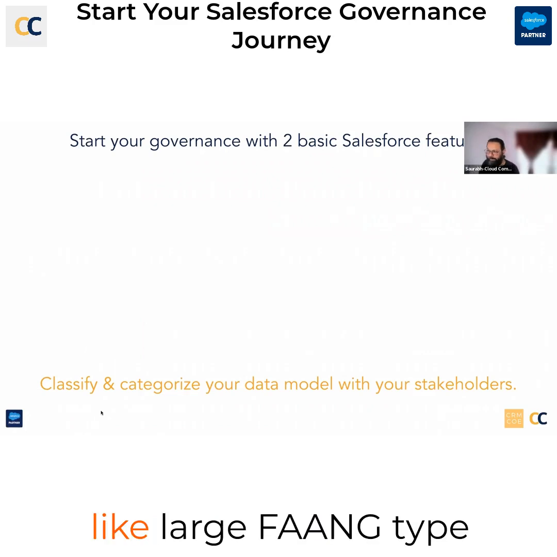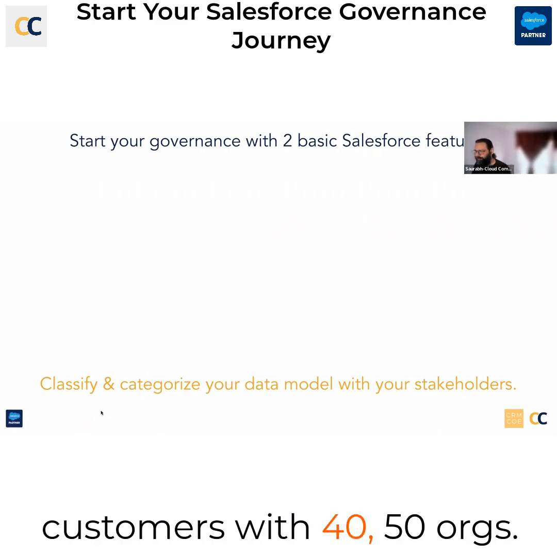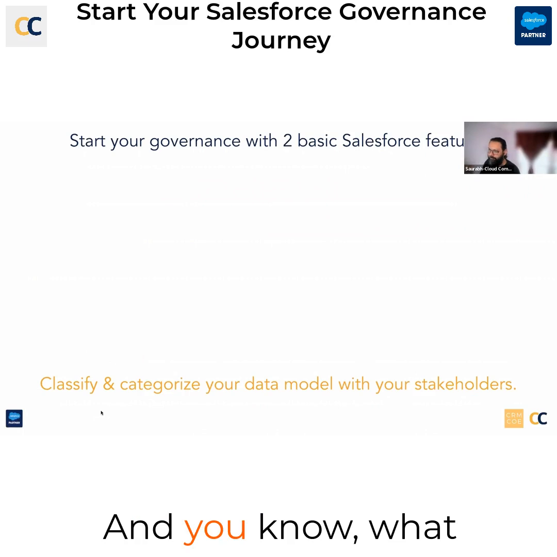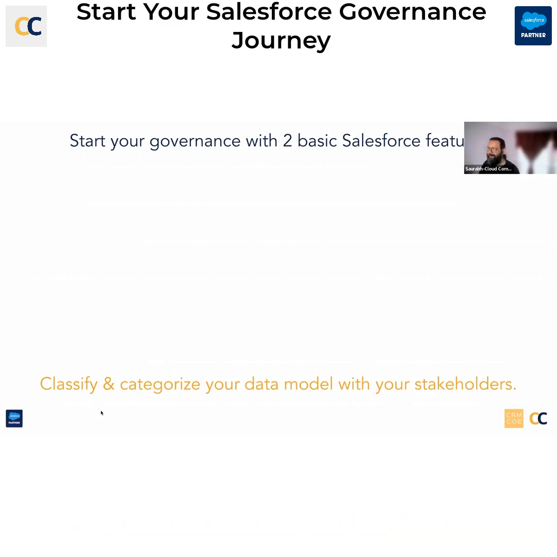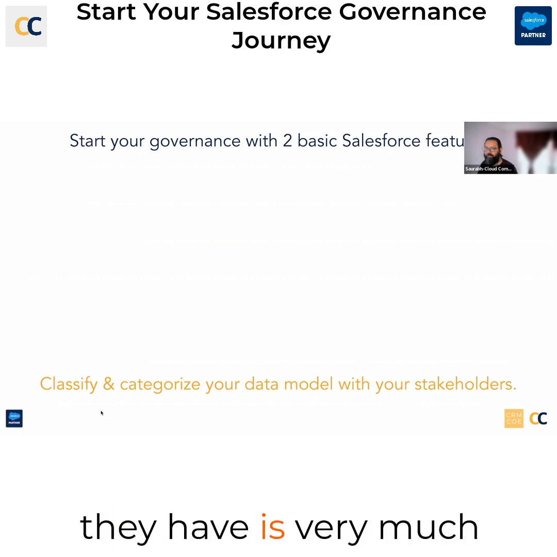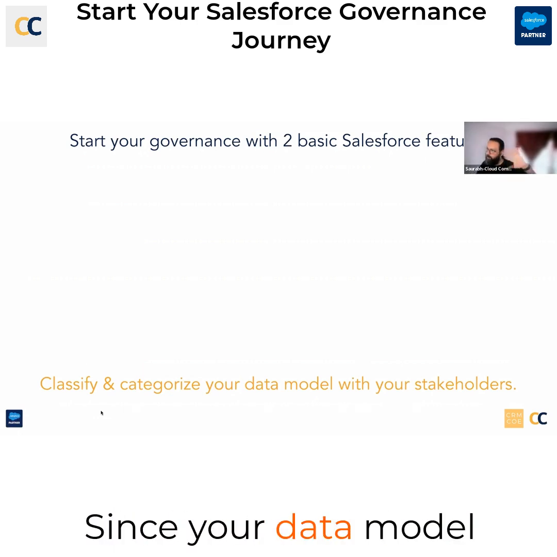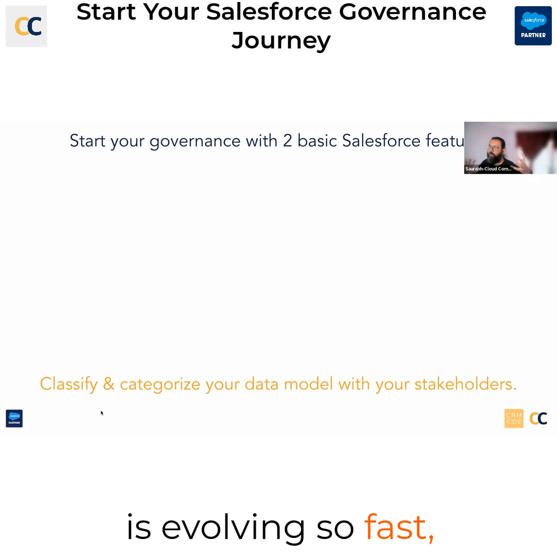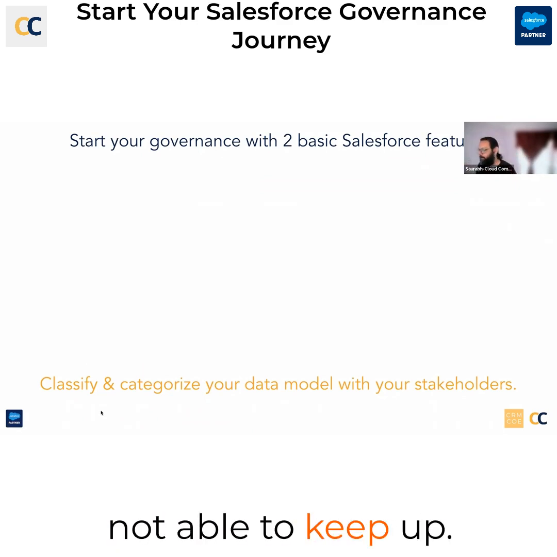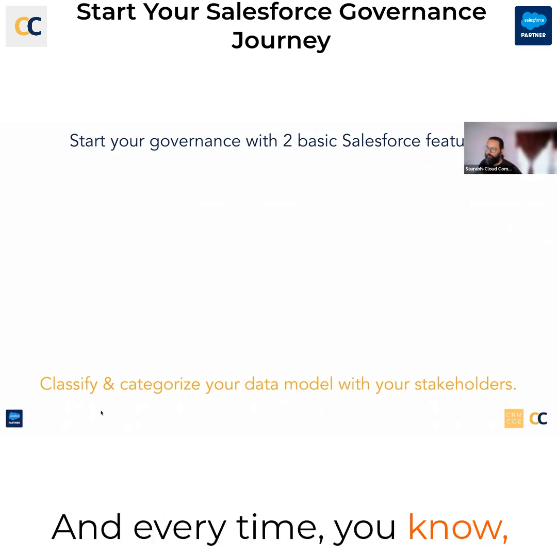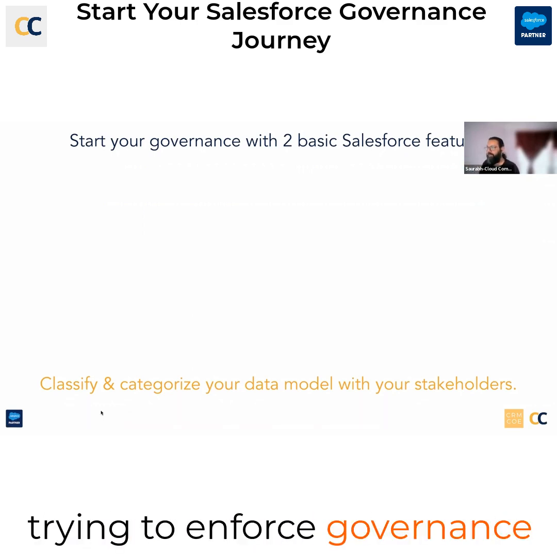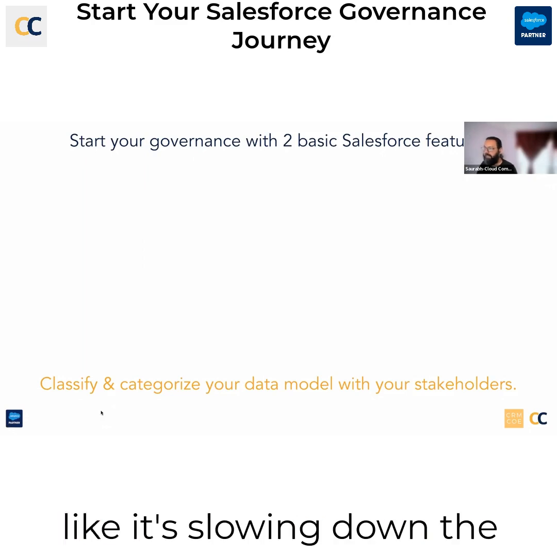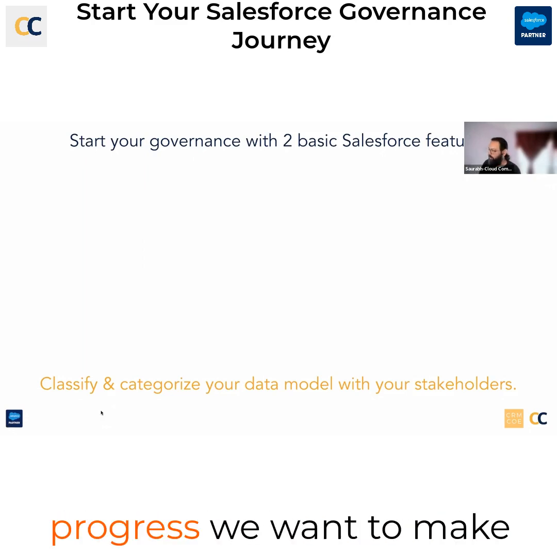Some of them are like large-scale customers with 40, 50 orgs. And what we found is that a lot of them are doing things slightly differently. And the challenge they have is very much what we talked about. Since your data model is evolving so fast, your governance is not able to keep up. And every time an organization tries to enforce governance, it seems like it's slowing down the progress we want to make.